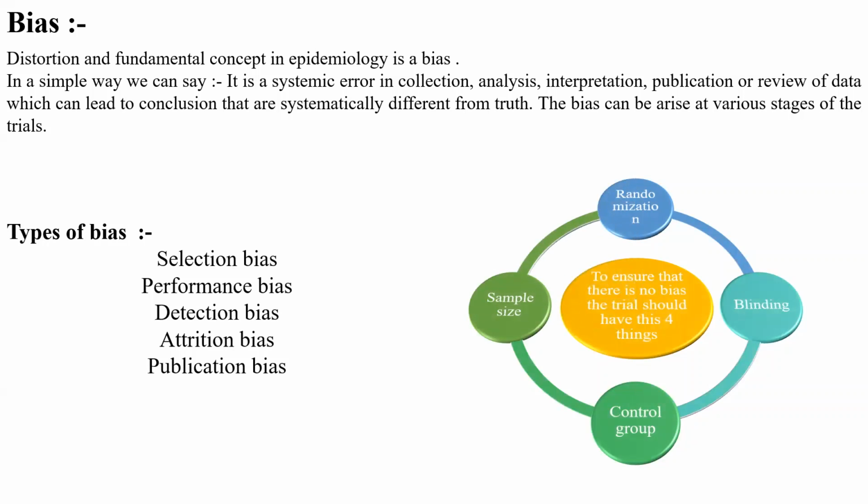Okay, and to ensure that there is no bias, we have to use randomization, blinding, control group, or sample size. These four methods can decrease bias. Next, we will see them one by one.